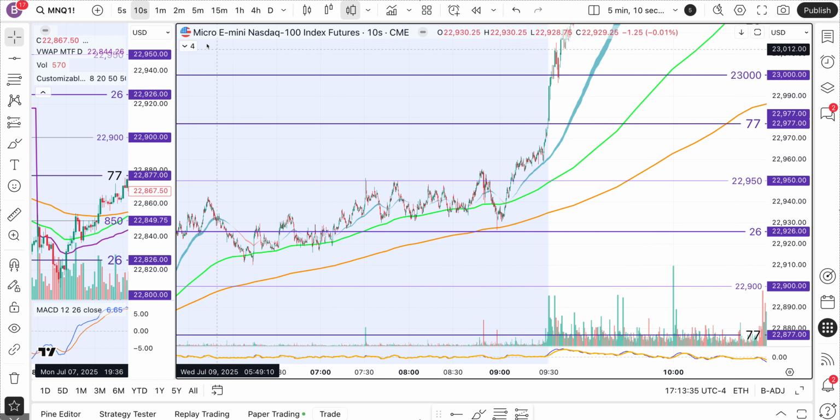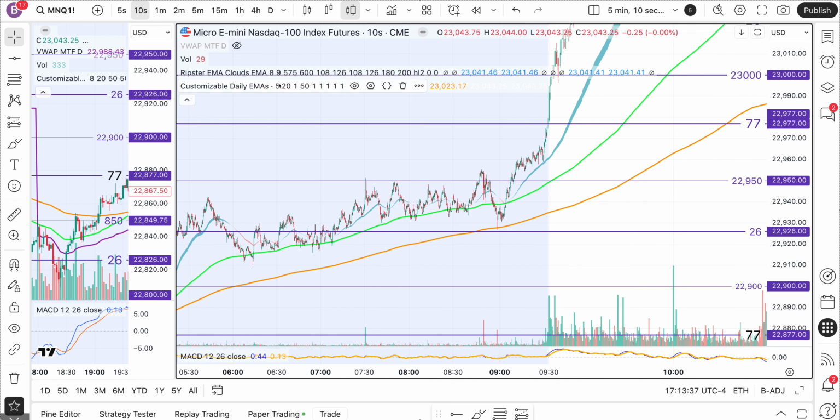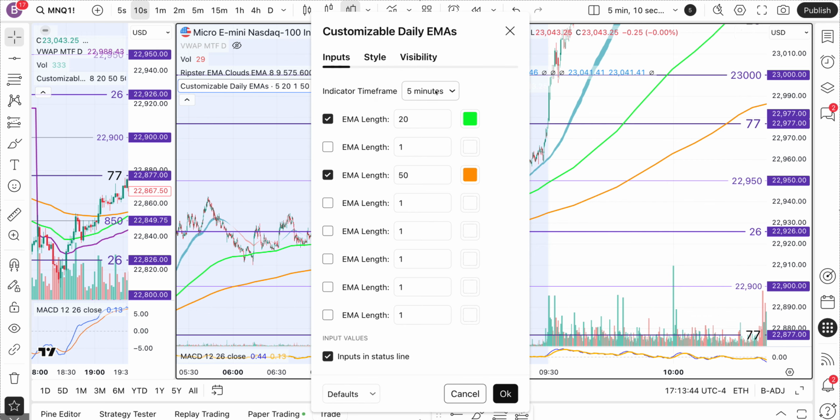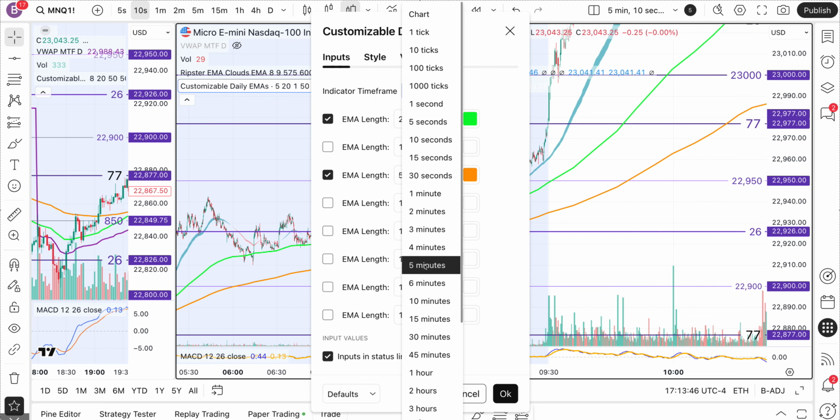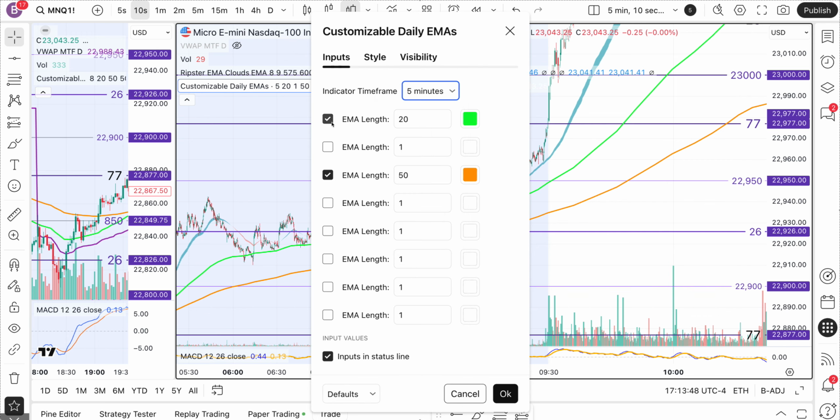And I'm on TradingView. So the way that you get these, you can put these in, by the way, is that you can just go to customizable daily MAs off your indicator list. Go in there, set it to 5 minutes, okay? Set it to 5 minutes, and I set the lime green one, or the neon green one, for the 20 period moving average, and the gold one for 50. That's how I do it.